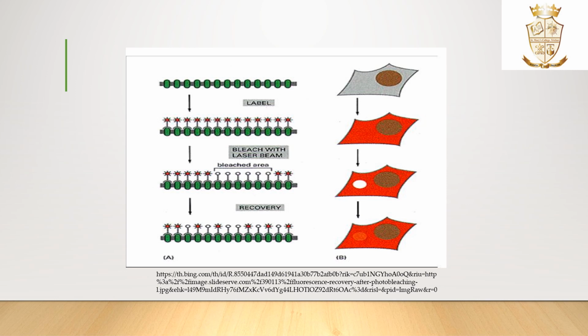After some time, there is recovery. That means the unbleached fluorescent molecules traversed into the bleached area and replaced the bleached ones, and the bleached area's molecules move to the unbleached area. So there are both bleached as well as unbleached molecules present in the bleached area.